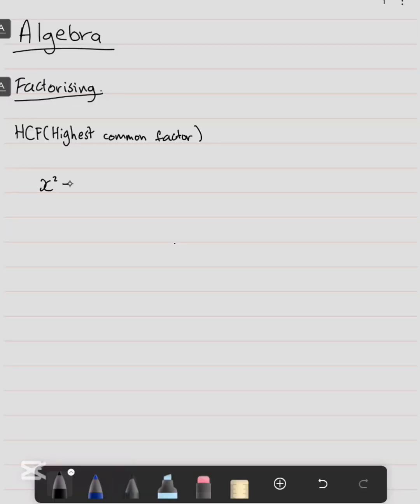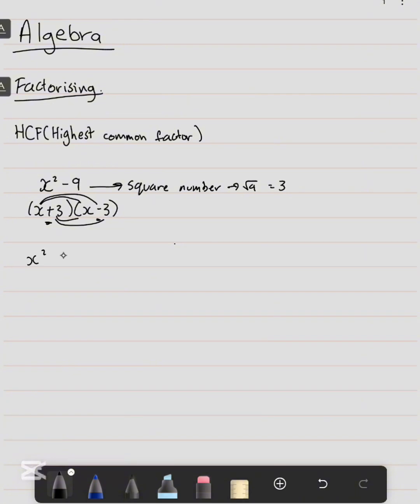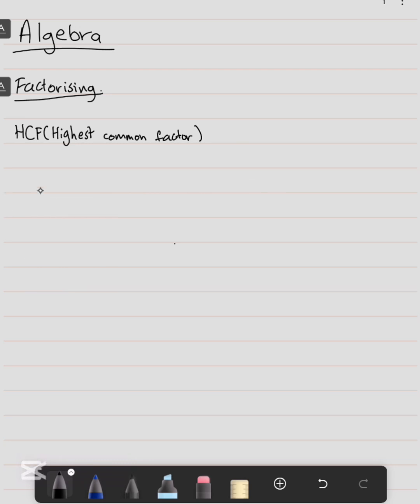Now, if you just have x squared minus 9 without another x in between, we look at the right number, which is negative 9, and we can tell that it's a square number. So the square root of 9 is 3, which means inside the brackets, it's just going to be x plus 3 and x minus 3. And if you were to expand that out using our crab claw method, you'll get x squared minus 3x plus 3x minus 9, and the 3x's cancel out to give us x squared minus 9.